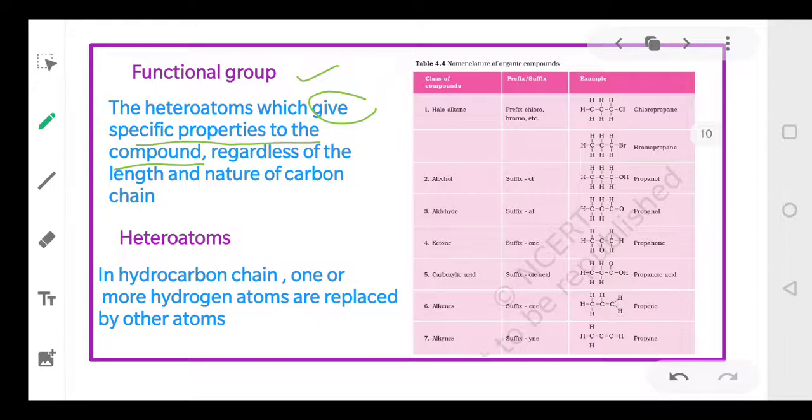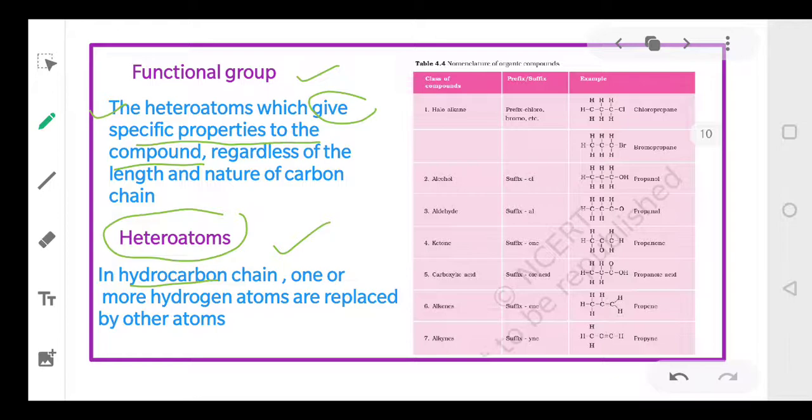Now in this functional group, as I told you, these are the heteroatoms which give specific properties to the compounds. Okay, what are heteroatoms? Any atom, देखिए हाइड्रोकार्बन्स में 2 atoms present होते हैं. One is hydrogen, one is carbon. कोई भी atom जो हाइड्रोजन को replace करता है वो heteroatom है. Okay, any atom that replaces hydrogen is called a heteroatom. And if that heteroatom gives specific properties to that compound, then that is called a functional group.